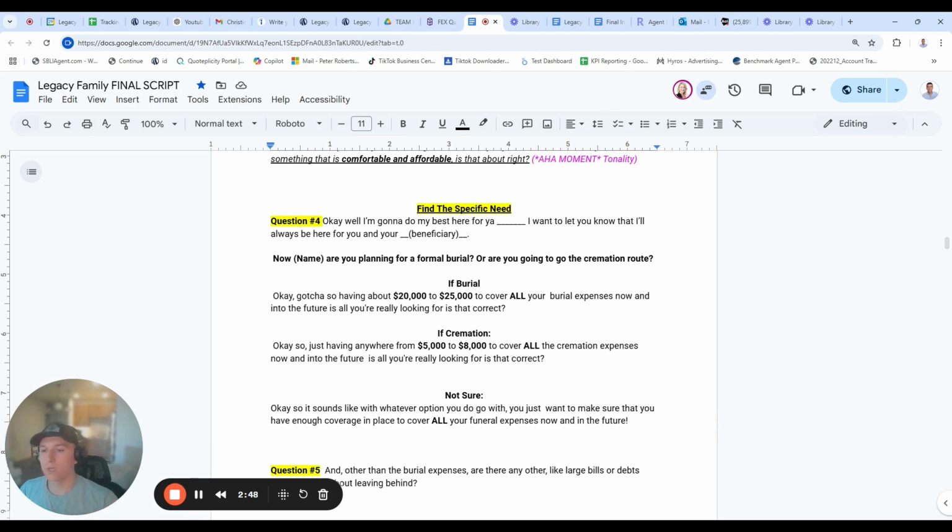So question 4, read it word for word with me here one last time. Okay, well, I'm going to do my best here for you, Miss Betty. I just want to let you know that I'm always going to be here for you and your daughter. Now, are you planning for a formal burial, or are you going the cremation route? Okay, so practice that a few times over and over and over. Go into your toolkits and start playing around so you can understand how to position your numbers.